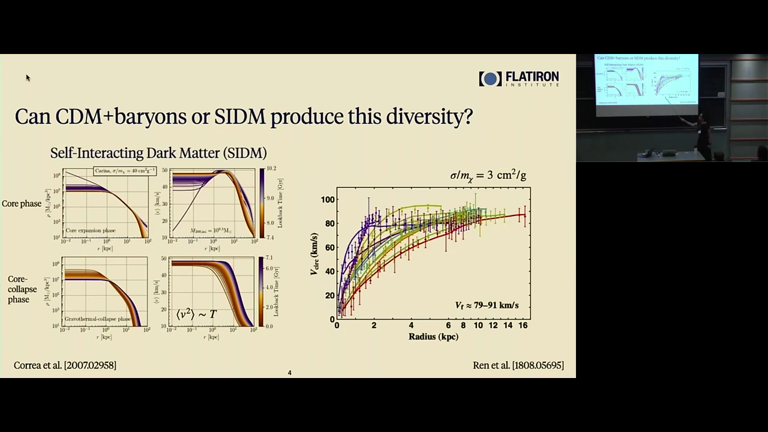So this is the core phase. The second phase is this core collapse phase, where, because you're a virialized system, you get a negative heat capacity and eventually drive this gravothermal collapse phase. Okay?